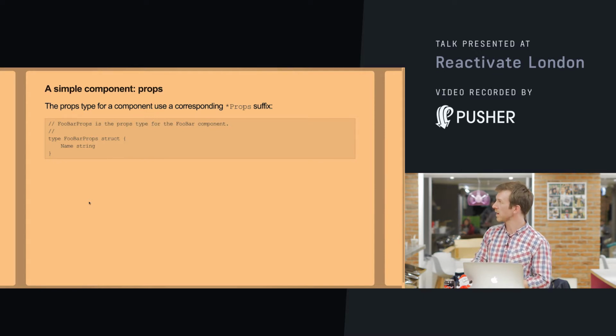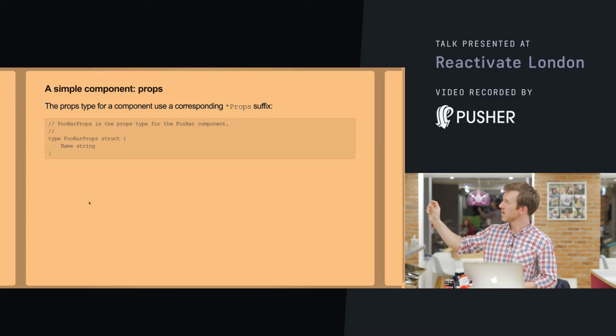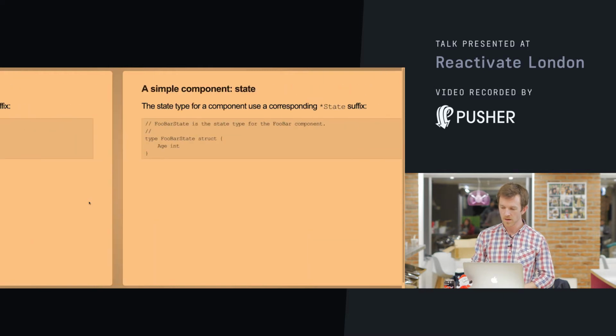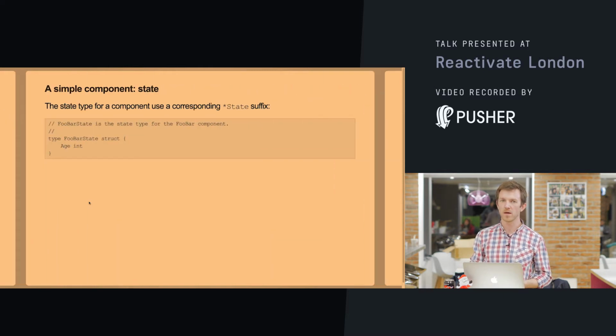Unsurprisingly, that has a prop suffix. So here, we declare another type, foobar props. It's a struct type, and our props are going to be very simple. It's just going to have a name field, which is of type string. You can sort of guess, therefore, how state types are declared as well. Foobar state, struct type again, and just a single field in this situation called age.